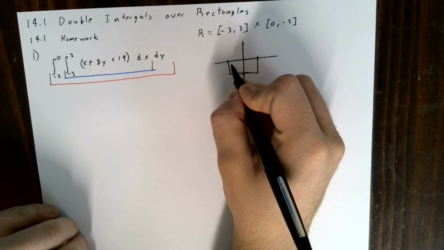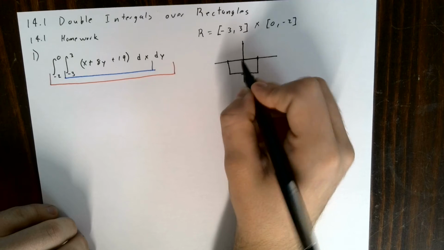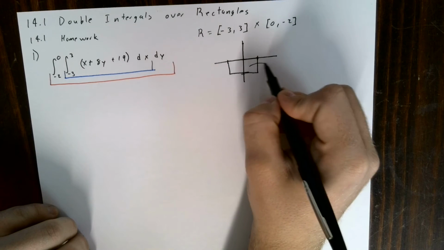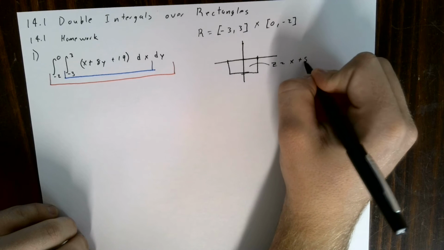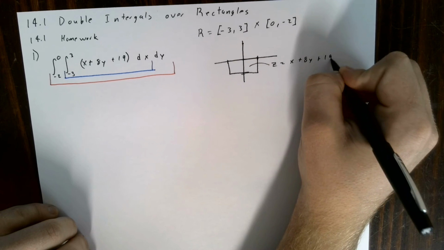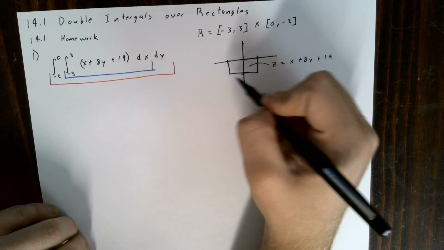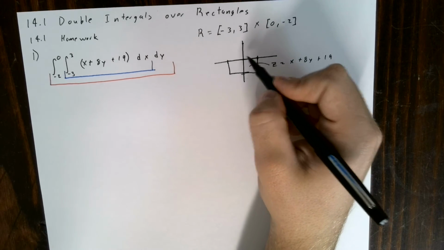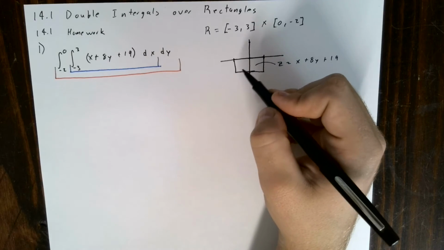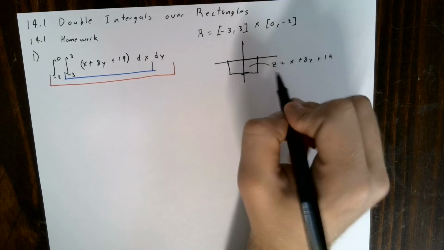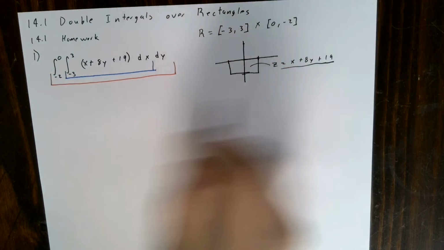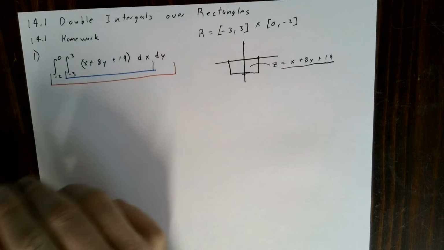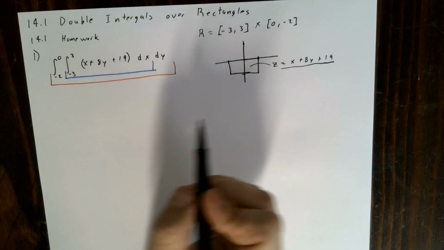and then we're taking into account what's happening above this rectangle, which is this function. That would be basically your z is equal to x plus 8y plus 19. And then we're going to find the volume in between this surface, which is your plane function, and then the rectangle. And that's going to be the final answer, the volume in between the two.